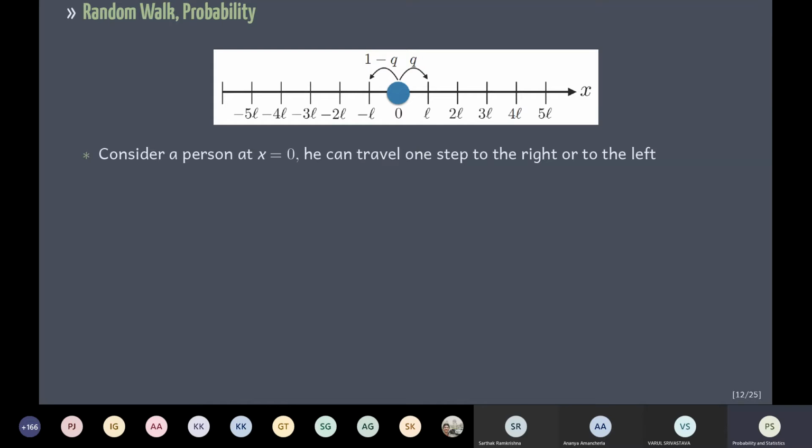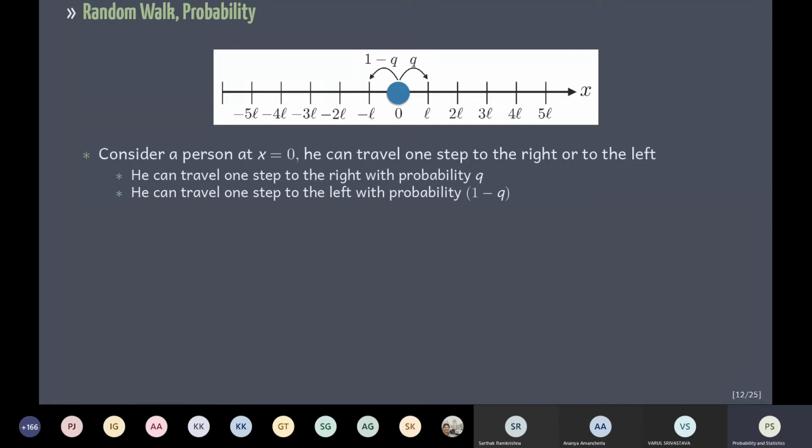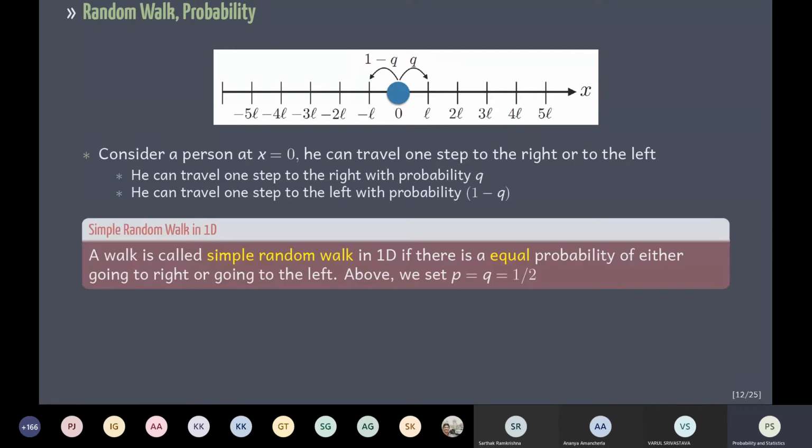So consider the person at x equals 0. He can travel one step to the right or to the left. So he can travel only one step at a time. Okay, so he travels one step to the right with probability q, and hence to the left he will travel with probability 1 minus q. We can define a simple random walk.